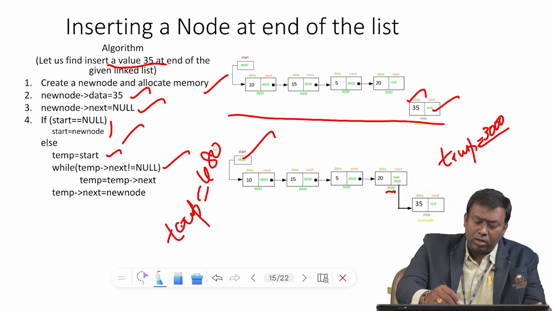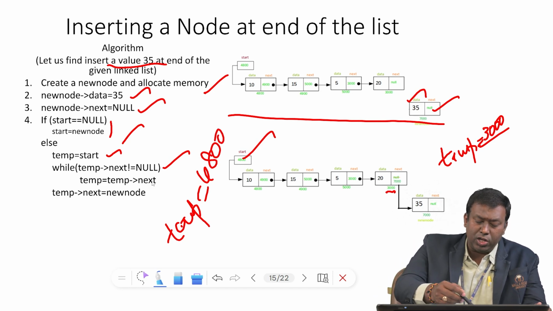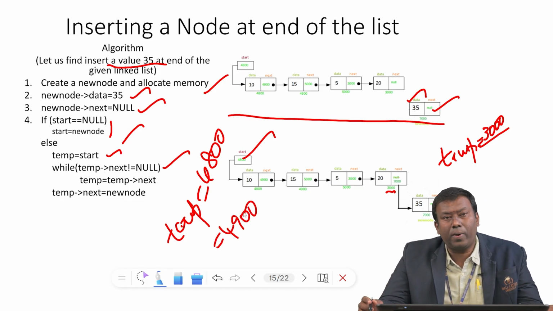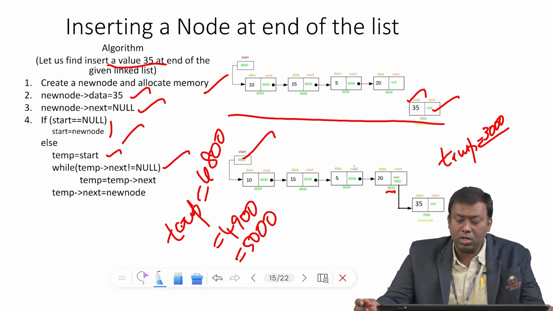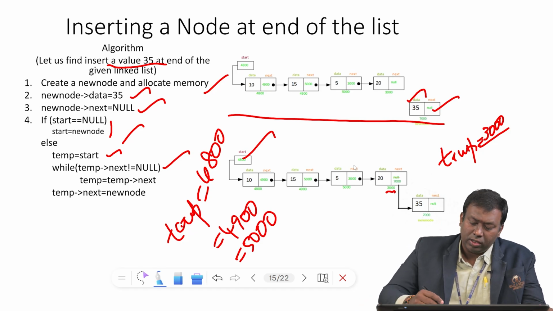So if you observe, initially the temp value will be 4800. Then 4800 next part, 4900, is not equal to null, the condition is true, temp equal to temp next. So the new value is 4900. Then 4900 next part is 5000, it is also not equal to null. So the condition is true, it will move to the next, temp equal to temp next, which is 5000. Okay, now when temp of next, 5000 next part is 3000, it is not equal to null, then again temp equal to temp next, and so automatically the new value of the temp is 3000.